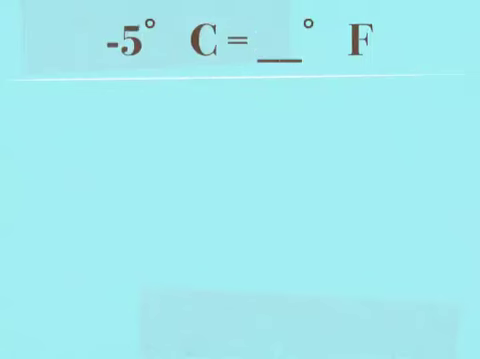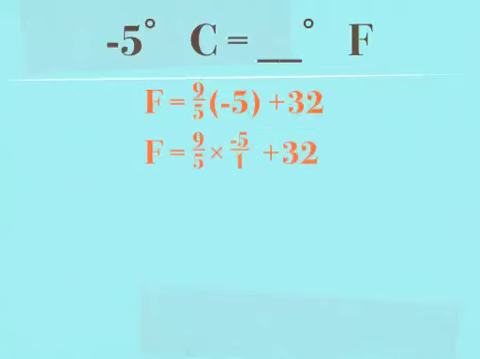The last example, we have negative 5 degrees Celsius and we want to convert it to degrees Fahrenheit. I'm going to plug in negative 5 for C. So I have 9/5 times negative 5 plus 32. I'm going to go ahead and write negative 5 as negative 5 over 1 so that I can look to cross-cancel and go ahead and multiply. When you look at 9 and 1 to cross-cancel, no number besides 1 can go into both of them.